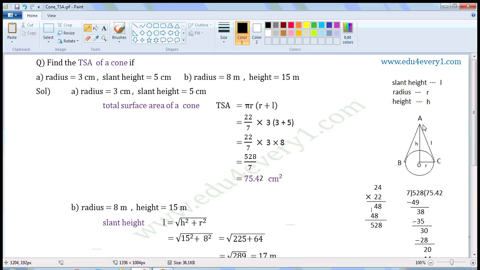In this cone, AC is called slant height and AC will be equal to AB in measure. Slant height is represented by L, radius by R and height by H. Total surface area of a cone means surface area of the curved part plus surface area of the base, which is a circle.